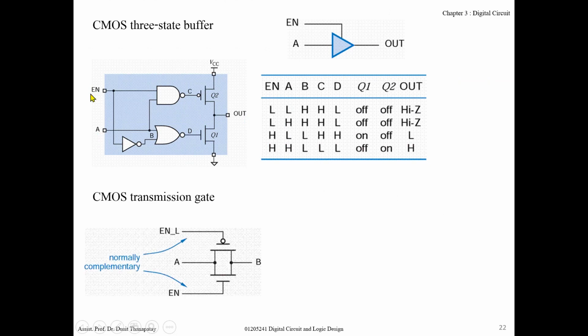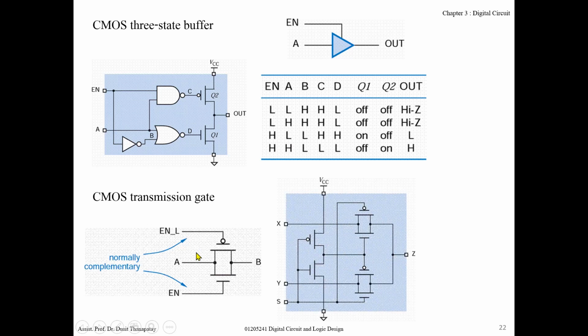And the last component that you should know is the transmission gate. There are two complementary CMOS transistors, and the enable control signals, this one and this one, must not be the same, must be different. Namely, if enable is high, the active low enable must be 0. So this one turns on, then this one turns on. That means now output B is connected to input A. Very easy.